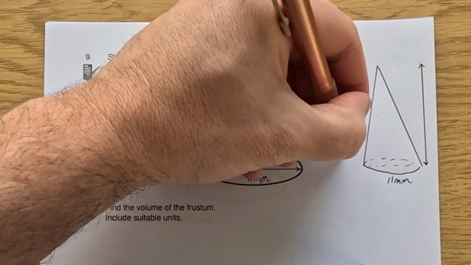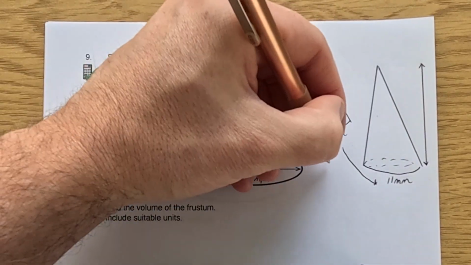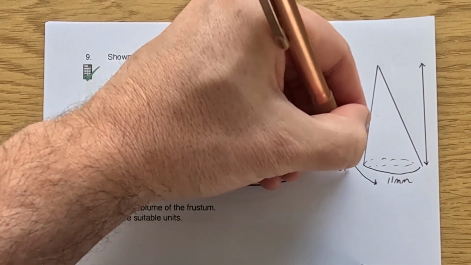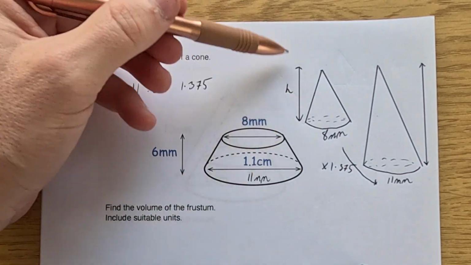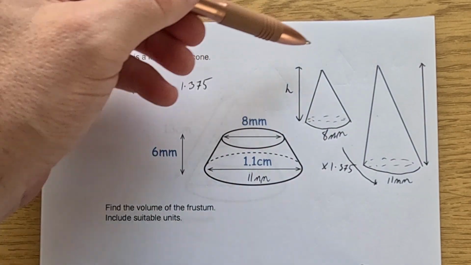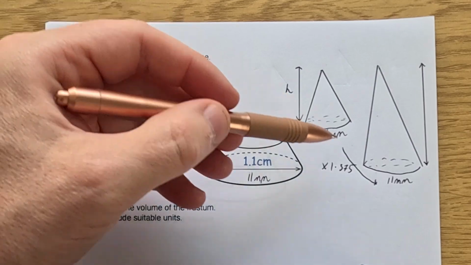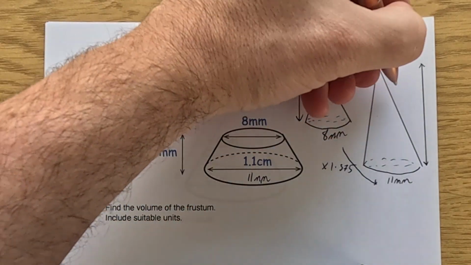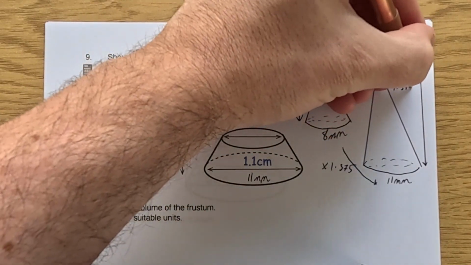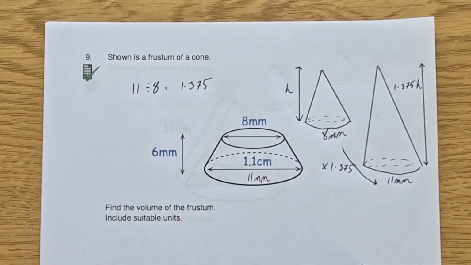So that means that if the scale factor of enlargement is 1.375, and the height of the smaller cone is h, to find the height of the larger cone, we times it by 1.375. So that'll be 1.375h. That's the height of the larger cone.